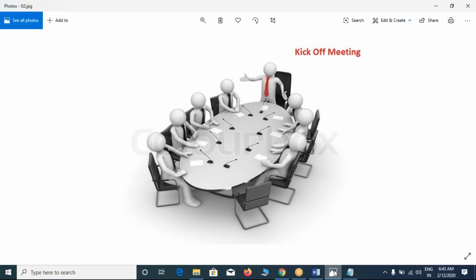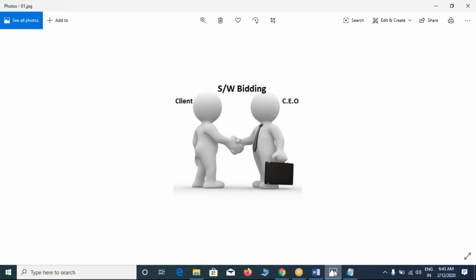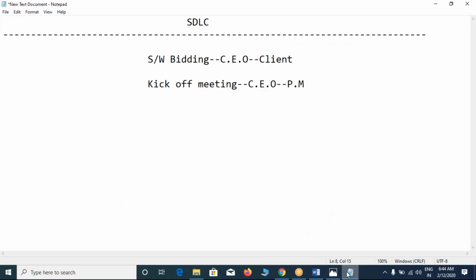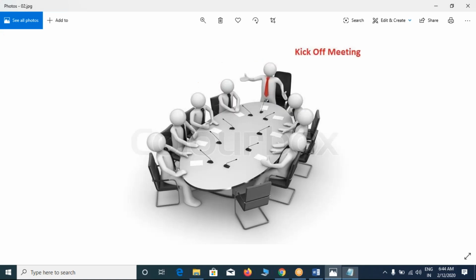So once again, first is software bidding. Here the project will be confirmed by the CEO. Second phase, kickoff meeting. This meeting is conducted by the CEO to select a project manager. Without a project manager, we are not able to implement any project. To maintain the development team, the testing team, and to follow all implementation activities, the meeting is called the kickoff meeting.